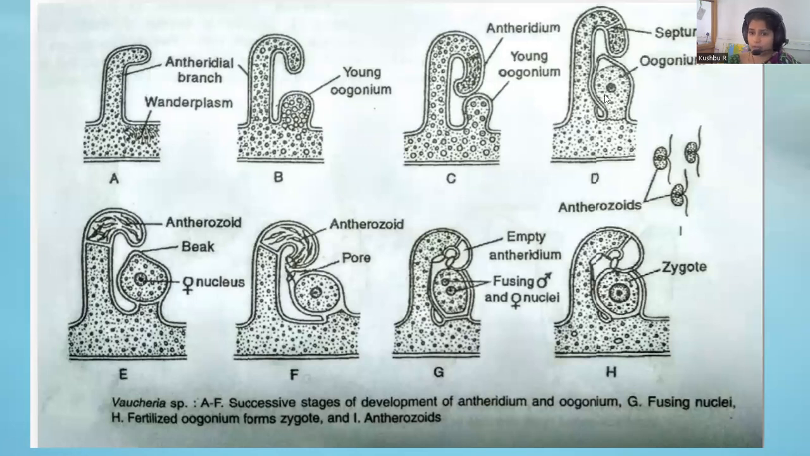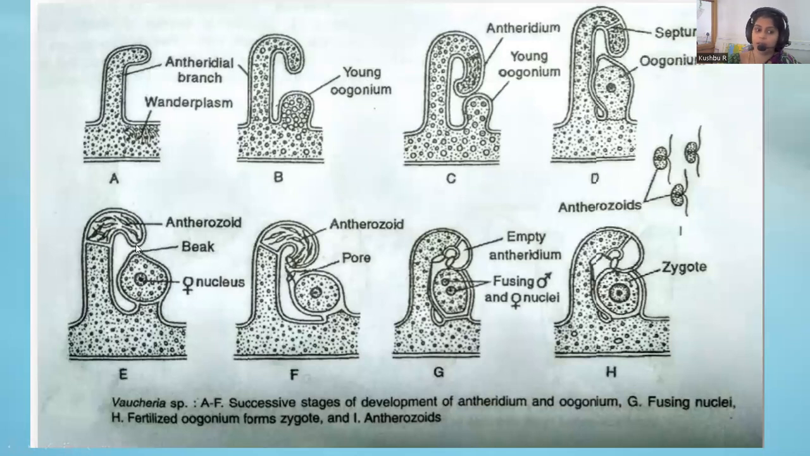Oogonium, once developed, produces an egg cell within it. That egg cell needs to be fertilized by the antherozoids produced by the antheridia. This antheridium produces numerous antherozoids. This is a mature condition where the egg cell is also produced, which is the female part, and the antherozoids are also produced inside the antheridium. That is the male part, and this is now ready for the fertilization process.